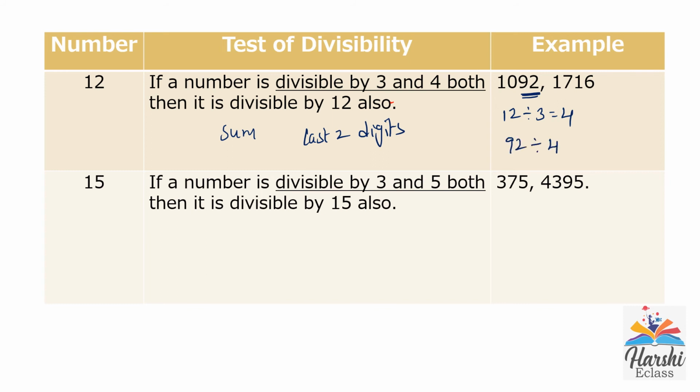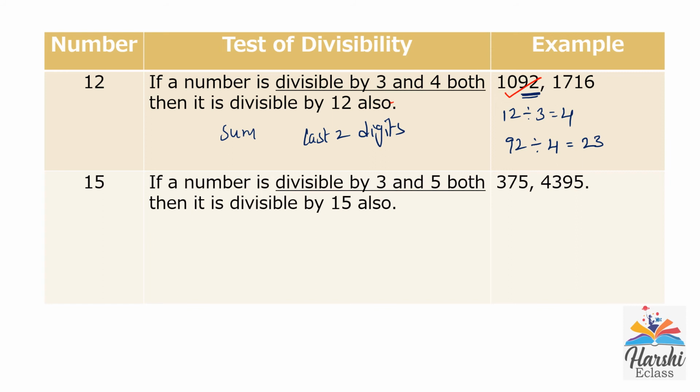92, 4 2s are 8. 4 3s are 12. 92 is completely divisible by 4 without leaving any remainder. That means 1092 is divisible by number 12 also.